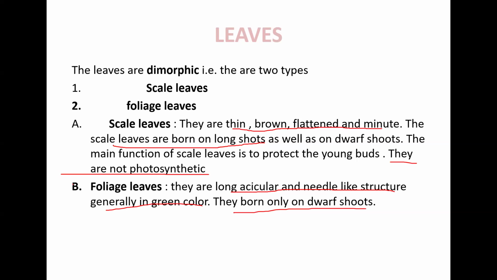Yes, Naina, what's your question? Ma'am, once explain foliage leaves. I didn't get you. Foliage leaves? Yes, I'm explaining. Foliage leaves are the ones which are generally green in color, and they are long and needle-like structures which are borne on the dwarf shoots.